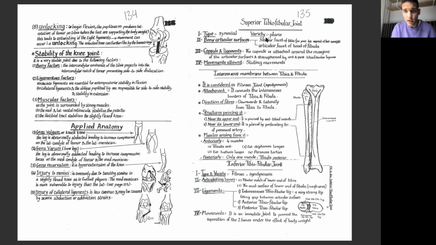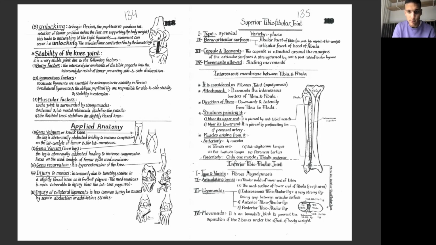It is called the superior tibiofibular joint, and the articulation is between the fibular facet of the tibia and the articular facet of the head of the fibula. Movements are just plain sliding movements. The interosseous membrane between tibia and fibula is a fibrous joint, a syndesmosis. It joins the interosseous border of the tibia with the interosseous border of the fibula, and is found all across the shafts of those two bones.